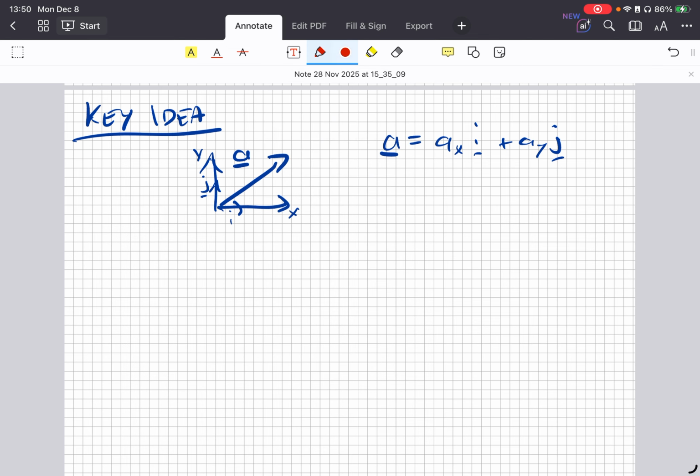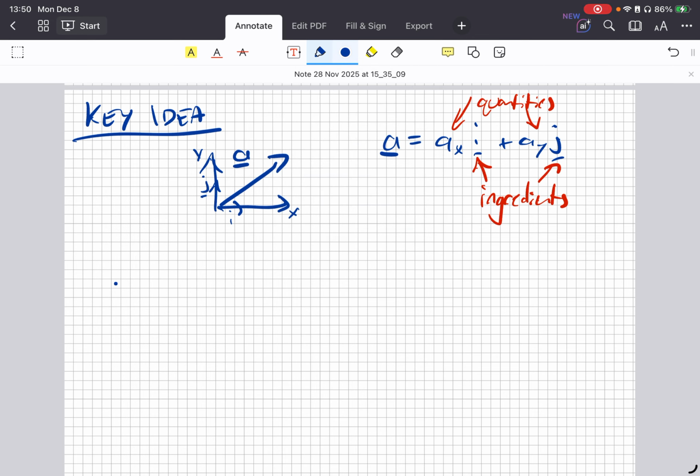And the way that I described this in the lecture this morning was to talk about this i and j here as being like the ingredients that we are mixing together, and this Ax and Ay as being the quantities of those ingredients. So any two vectors in this two-dimensional plane will have the same ingredients. They'll both be composed of a certain amount of i and a certain amount of j, but the quantities of those ingredients is what determines the kind of character of our vector, if you like.